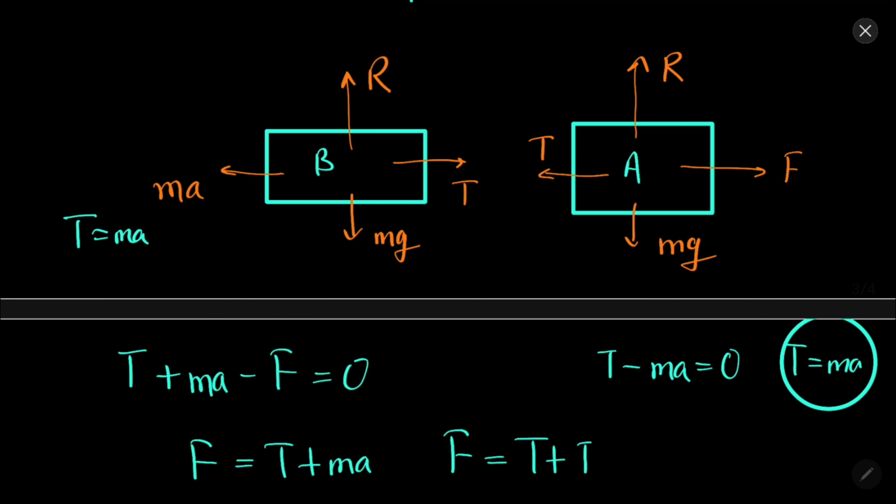So let me again repeat. This is the scenario. This is for B, this is for A. From here we can find that tension is equal to ma. Now for A there is another force ma. So T plus ma minus F, so F is equal to T plus ma, and ma is equal to T. So in place of ma we can put T. So this is what we get.